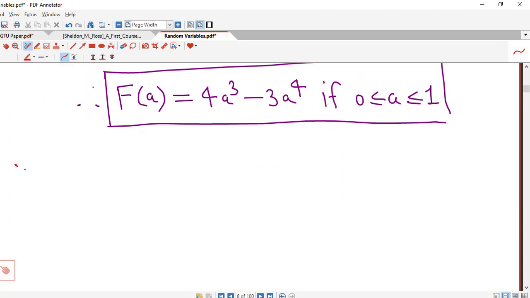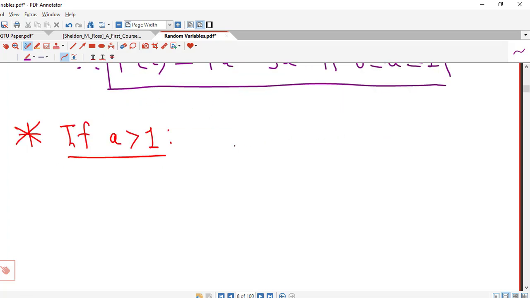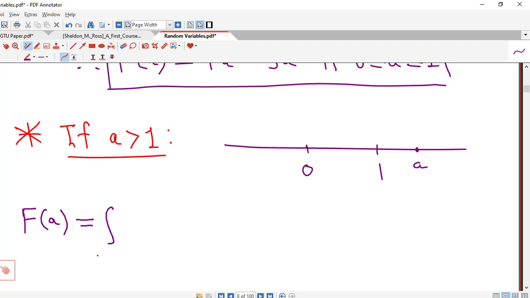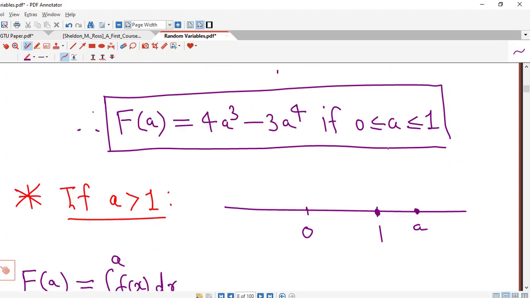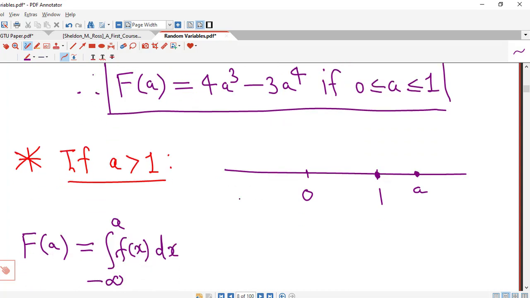And the last possibility is if a is to the right side of that interval 0 to 1, that means if a is strictly greater than 1. That means we are on this side, our a is somewhere here. So now we try to find the value of the distribution function if a is greater than 1. So here we have integral from minus infinity to a of f(x) dx by the definition. Now a is here, and we have obtained a value of the distribution function up to this point. Here we can find F(1). For a equal to 1 we will be able to find F(1), and in this part the value of f is 0.